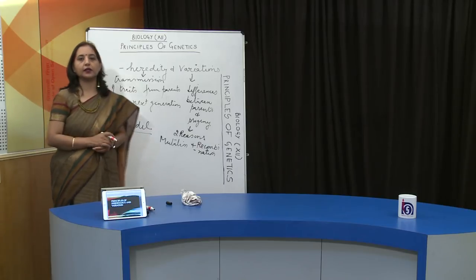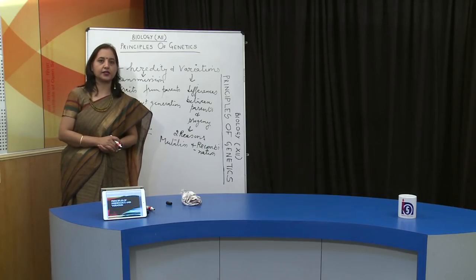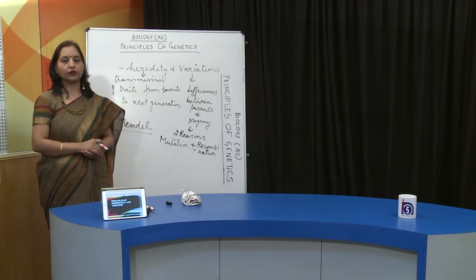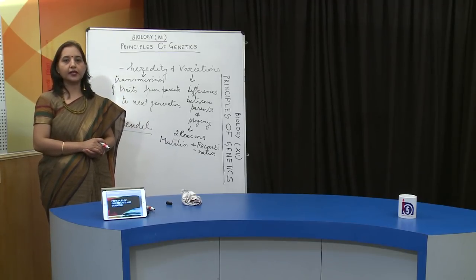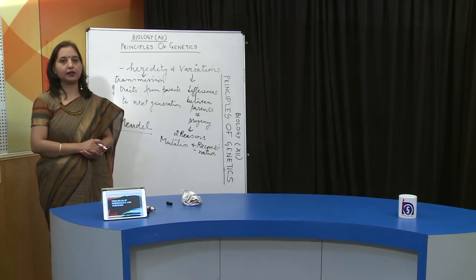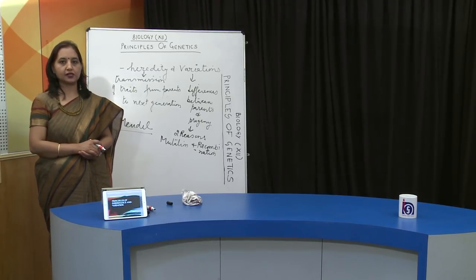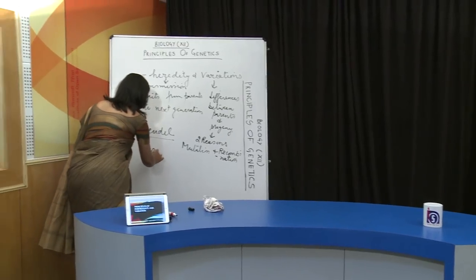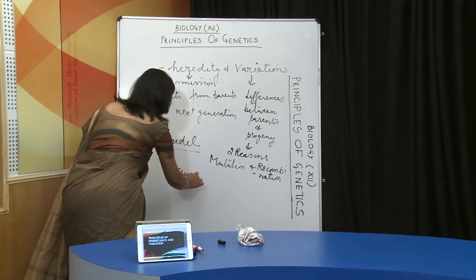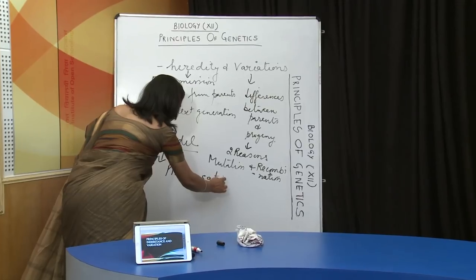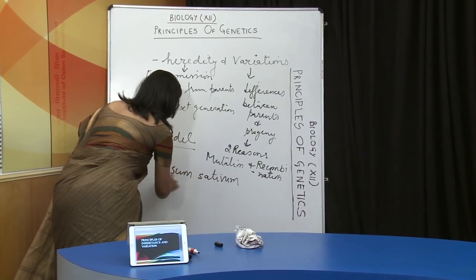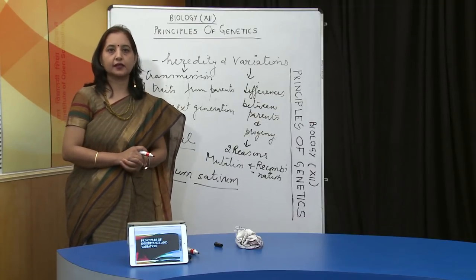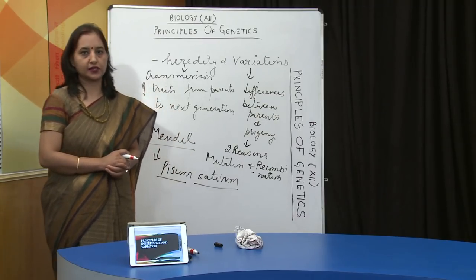Gregor John Mendel is called as the father of genetics because he was the first one to talk about the laws of inheritance, and his laws are still known as the Mendel's laws of inheritance, and they are still valid. He worked on a plant called as garden pea, which is scientifically called as Pisum sativum.